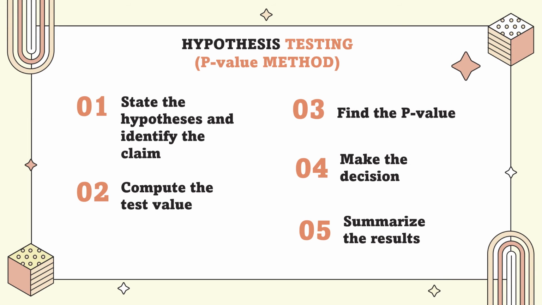So for this example, we are going to use the p-value method. Step 1, state the hypothesis and identify the claim. Step 2, compute the test value. Step 3, find the p-value. Step 4, make the decision. And step 5, summarize the results.